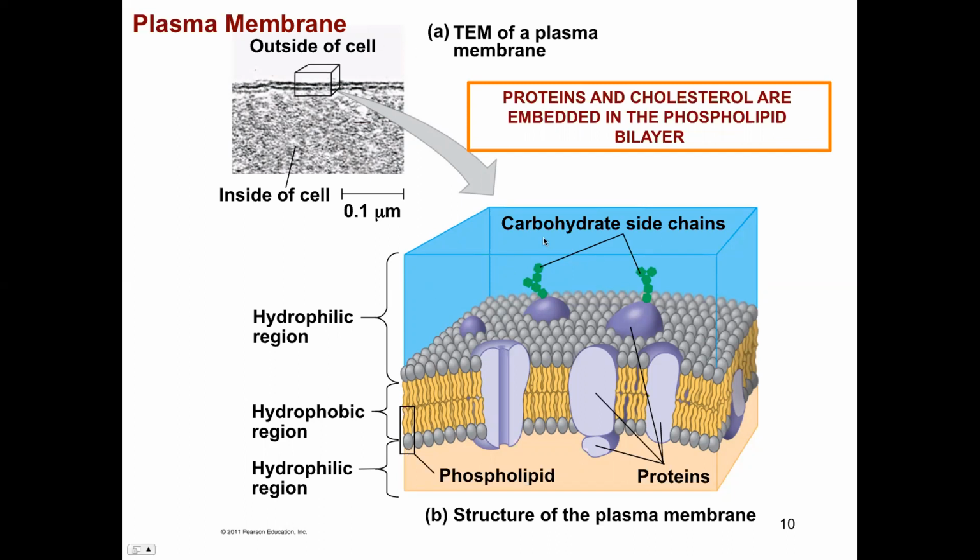Now, the other thing that you'll find is sugars, particularly on the outside of the cell. Sugars are going to be attached to the proteins and to these lipids, depending on what kind of sugar it is and what kind of molecule you're making. We call them glycoproteins, glyco for sugar, if they're attached to proteins, or glycolipids if the sugar is attached to lipids. And they also have other functions that we'll talk about in a little bit.